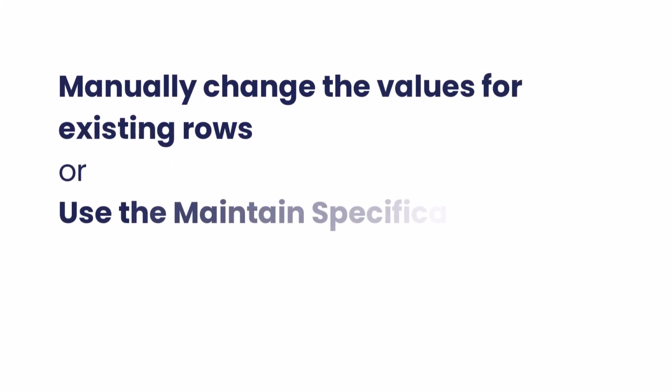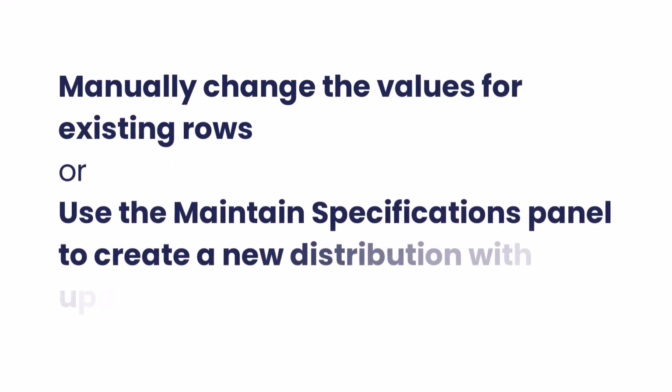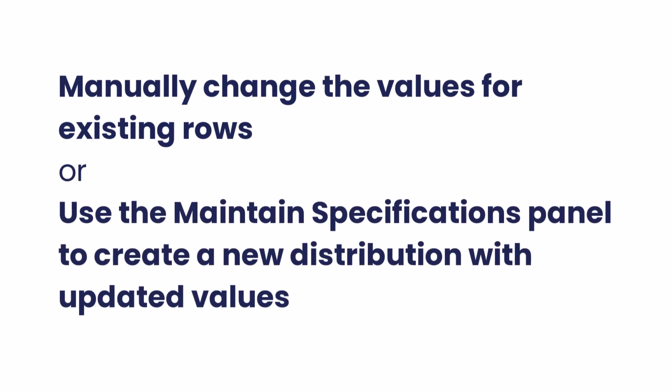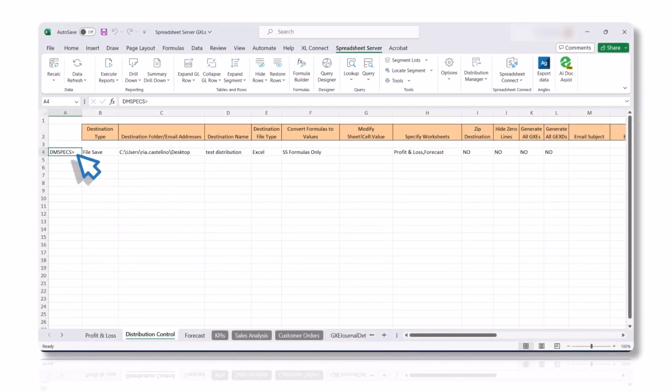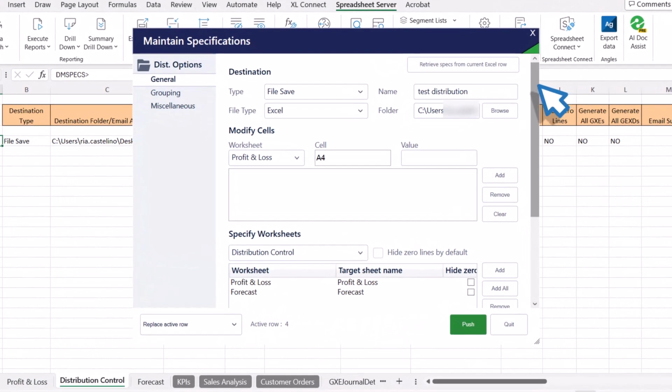Let's review how Distribution Manager can be used to update worksheet values. You can either manually change the values for existing rows in the sheet or use the Maintain Specifications panel to create a new distribution with updated values. Select any cell in the row you want to update and click the Maintain Specs option listed under the Distribution Manager option in the Spreadsheet Server ribbon.